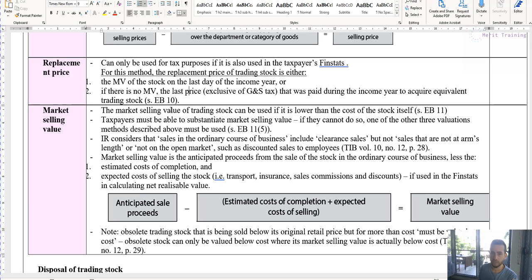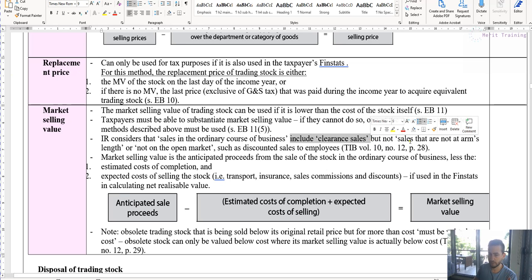And maybe, if that's lower than the cost of stock, you can use that and that will enable you to reduce your assessable income for that year, because if it's lower than the cost of stock, it's going to result in a more favorable outcome. But the key is it must be available to the public, right? Because that is at arm's length.